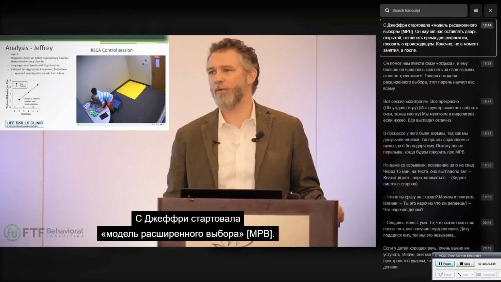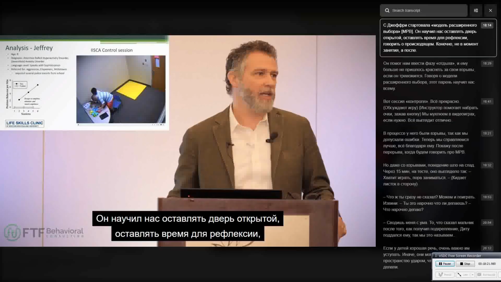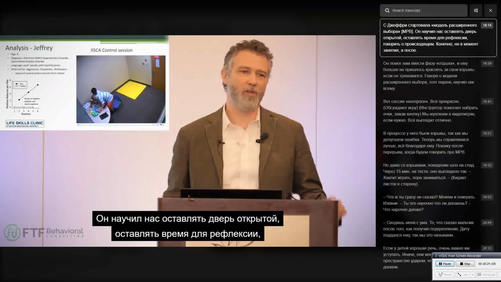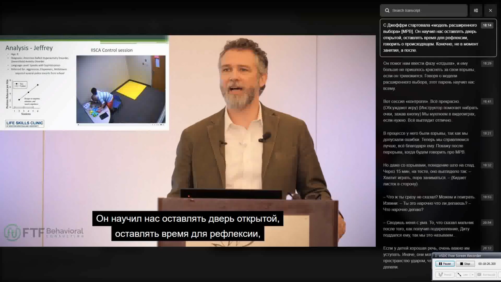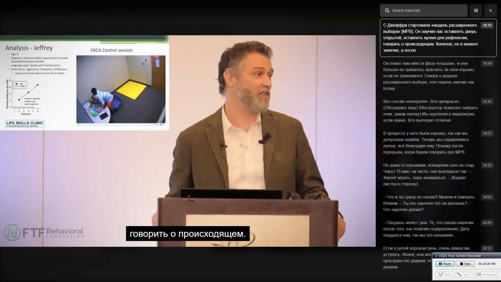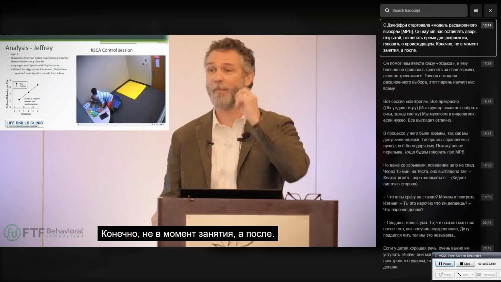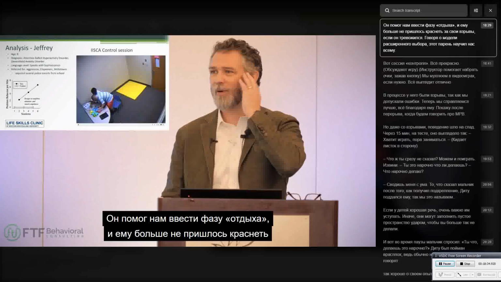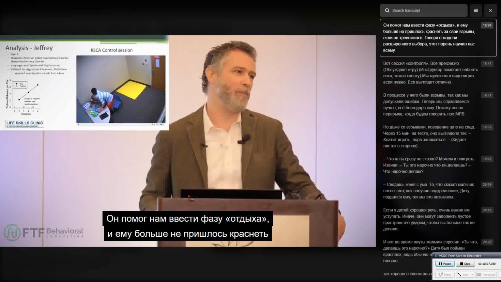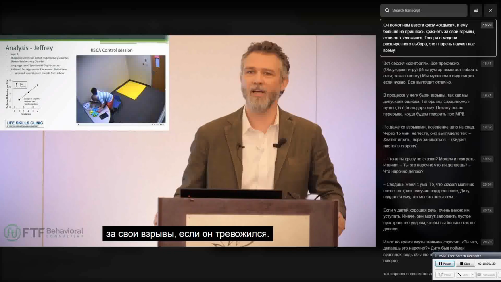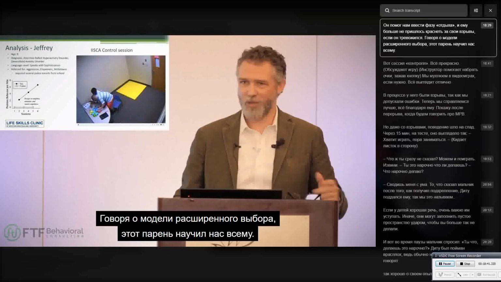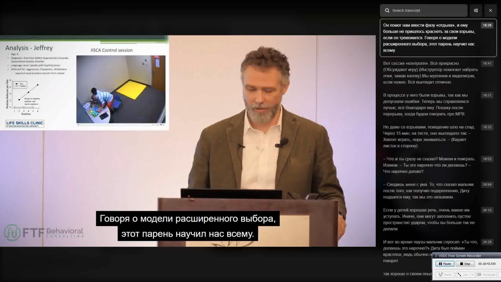Jeffrey is ground zero for what we call our enhanced choice model. He's the boy that taught us to open the door. He's the boy that taught us to have reflection periods, to talk about what we just did. Don't language about contingencies while you're experiencing them, but talk about them after. He's the boy that taught us about having a hangout context so he doesn't need to embarrass himself with a big old blow up when he feels threatened. So when I talk about the ECM model, no, it's this boy that taught us this.